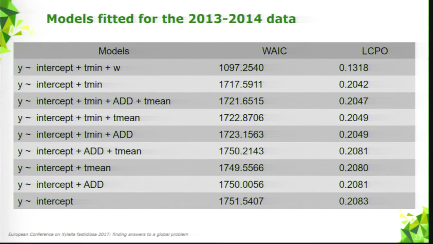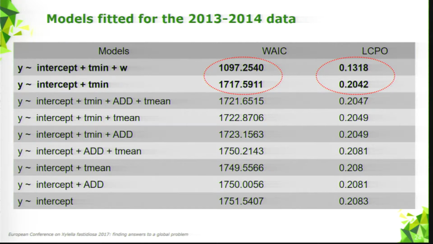So we see this is the null model without any kind of covariate, and these are the values for these indexes. And you see that these values of the indexes are somehow reduced as we integrate in the model T-mean, accumulated degree days, a combination of the different climatic covariates.